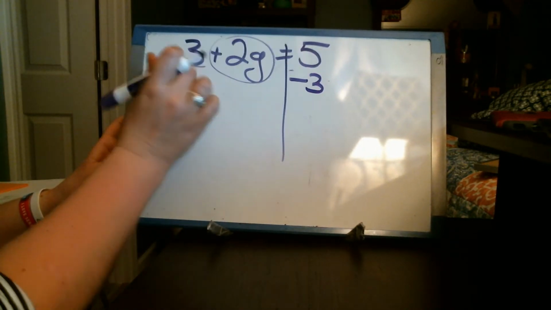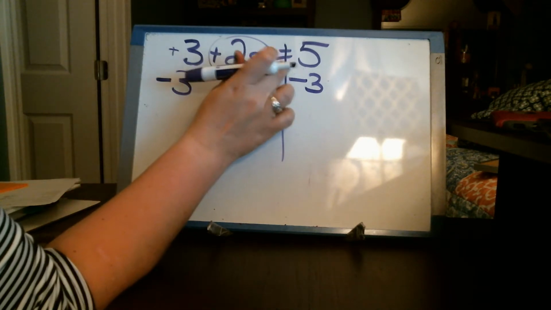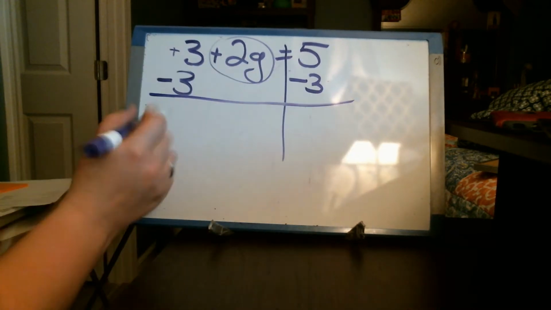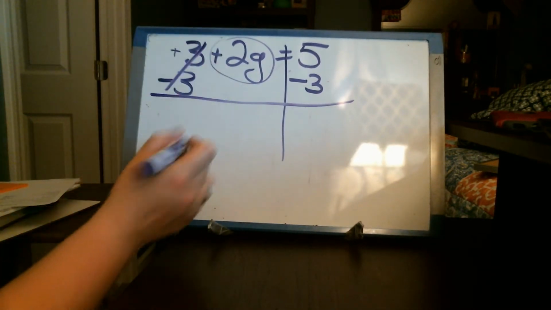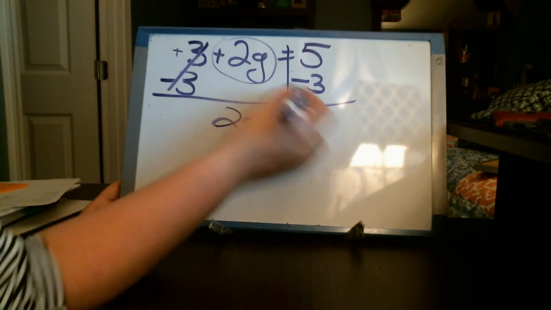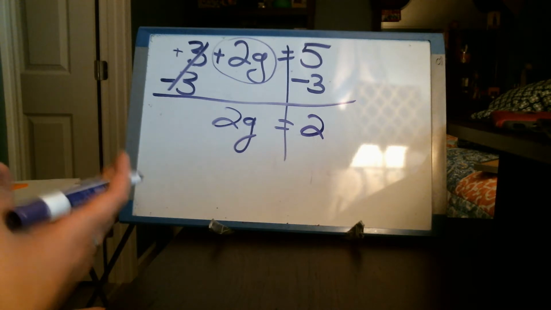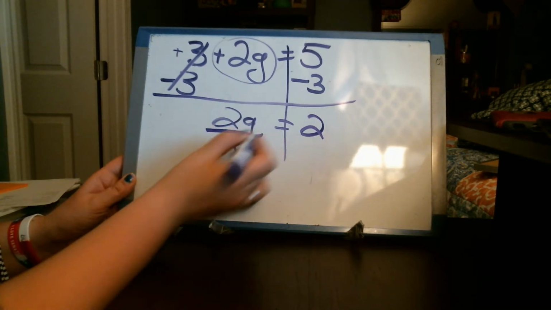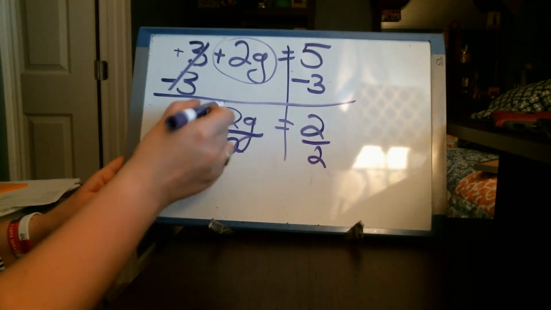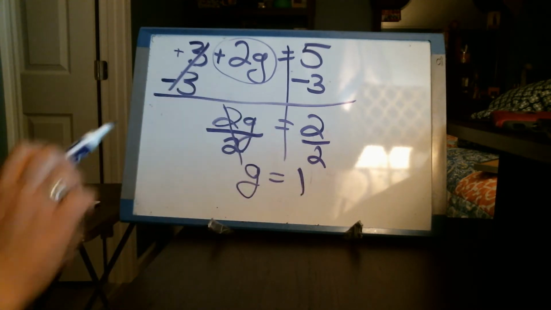Now, the one thing that I'm not super in love with about the boxcars and flatbeds is that it looks like division, and that's not what it is. So 3 minus 3, those cancel, and then we are left with 2g equals 5 minus 3 is 2. And then we divide by the number touching x. Well, instead of x, it happens to be a g, so we're going to divide by 2 on each side. Those are going to cancel. We get g equals 1.